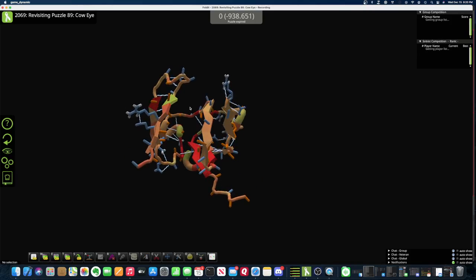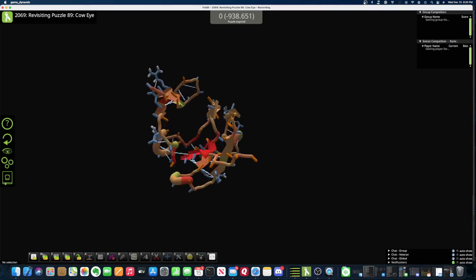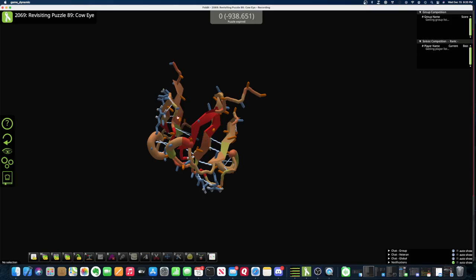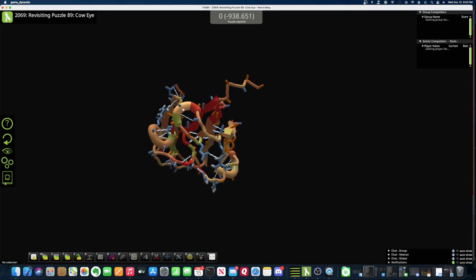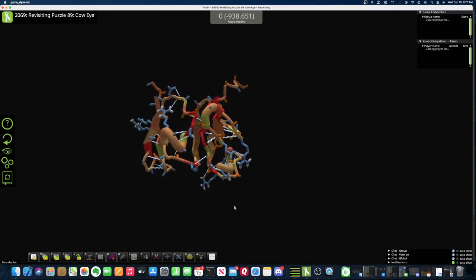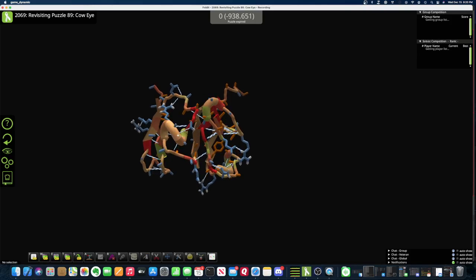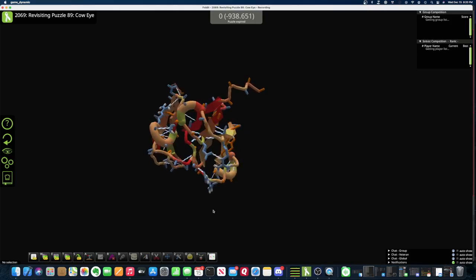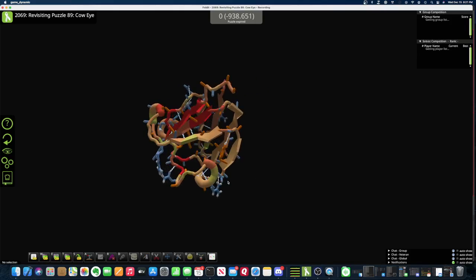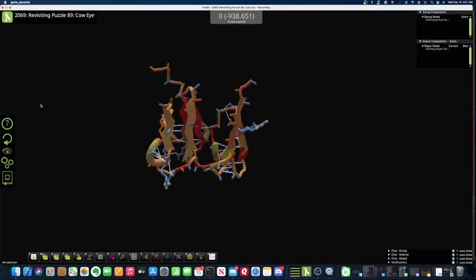First thing I usually do on these puzzles is take a look at them. It looks like these 4 sheets may have started together, and this may be a set of sheets that wants to be together. This is a loop that kind of connects these two, a little bit of a 3-segment helix. There is a small helix there and a small helix here, so it looks pretty straightforward.